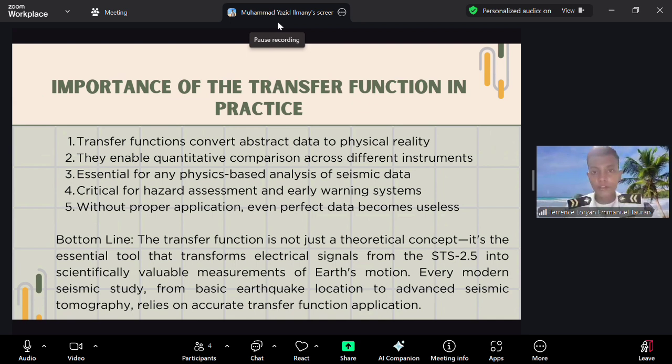Importance of the transfer function in practice. Transfer functions are essential for converting raw data into meaningful physical measurements, comparing data across instruments, and performing quantitative seismic analysis. Without proper response correction, seismic data cannot be reliably interpreted.